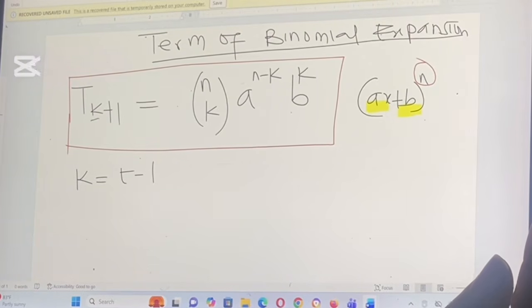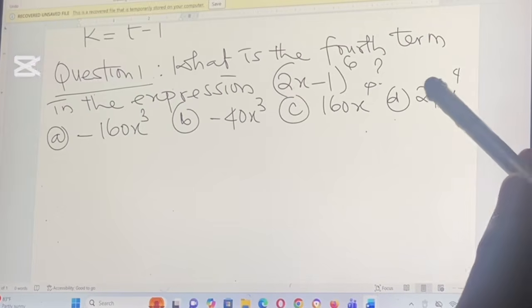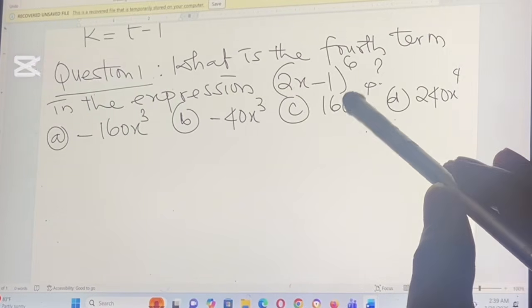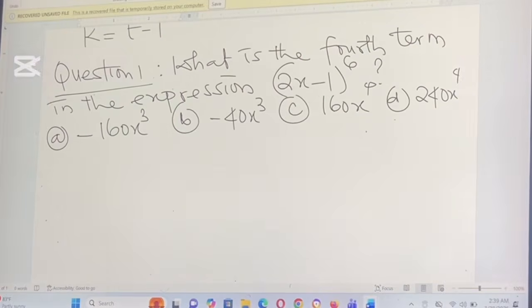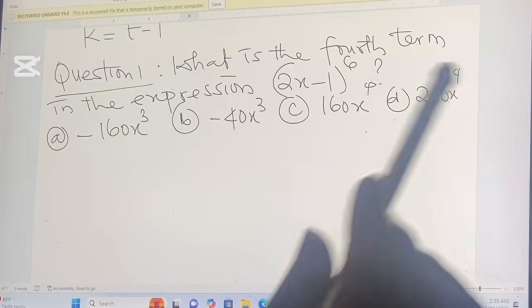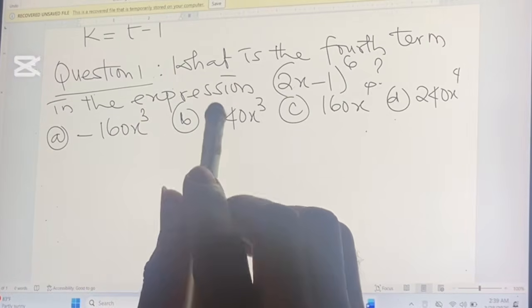Question 1, please. Let's solve this question here, class. They said, what is the fourth term in the expression 2s minus 1 raised to the power of 6? These options are given to us here. Okay, let's solve this question here, class. Solution first.